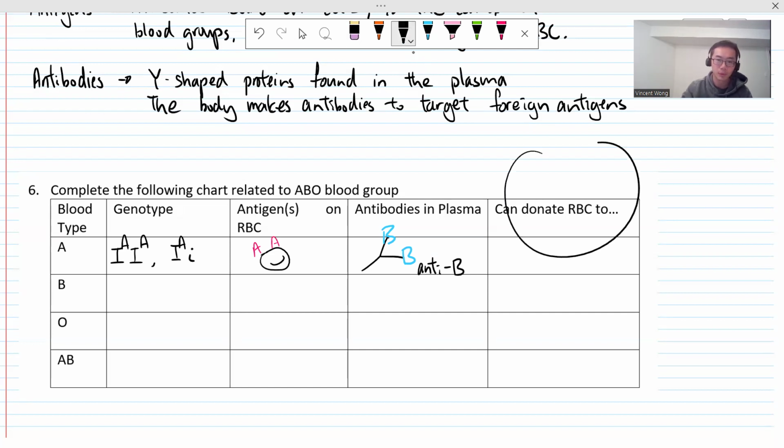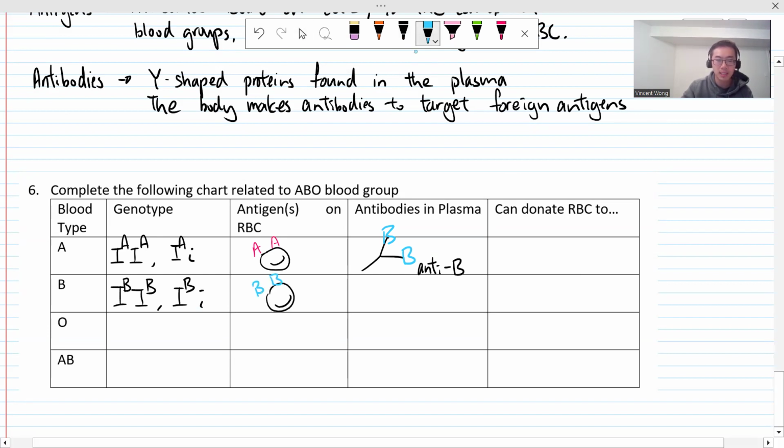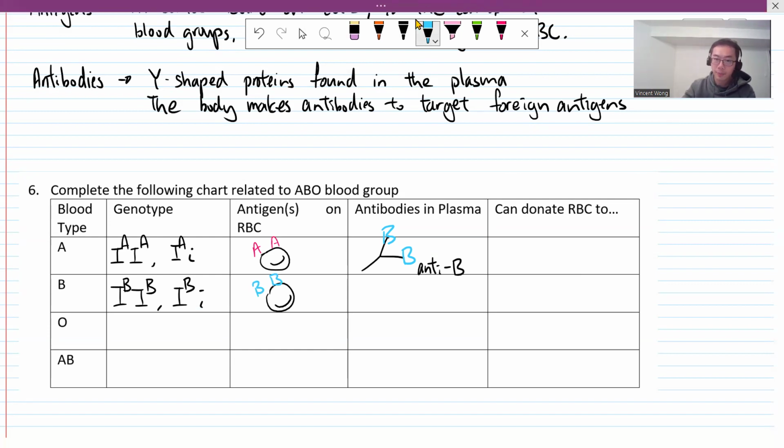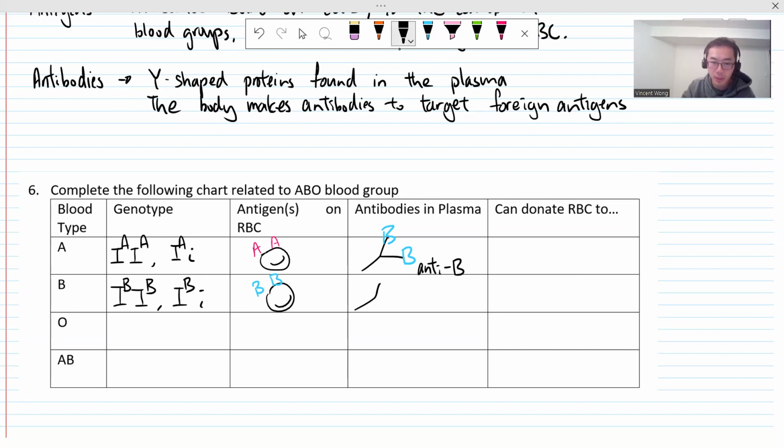Next one. We'll do this later. Next one. IB IB or IB little i. So it's going to be B on the surface. And help me out here. What kind of antibodies will a type B person make? Anti-A, exactly. You always make antibodies for things that you don't have.